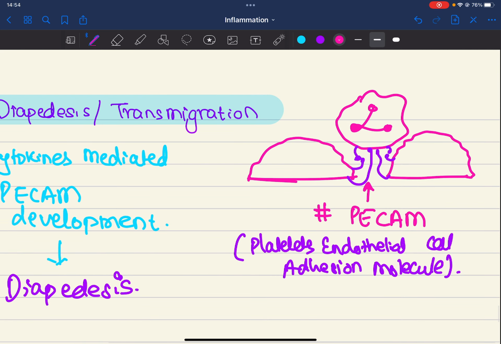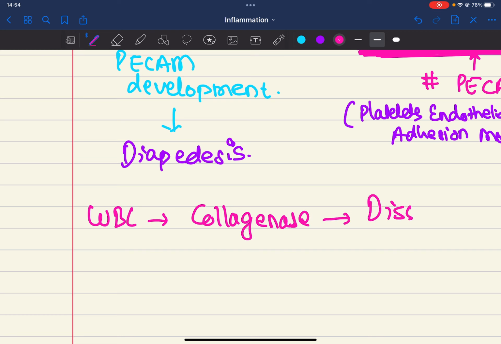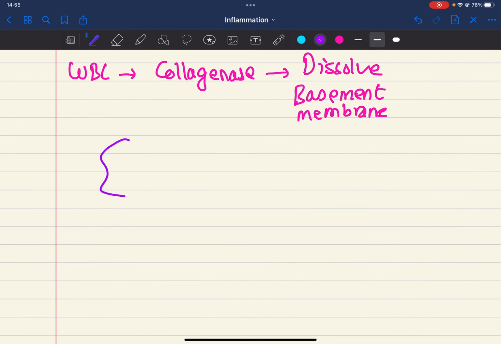Now ultimately the WBC has reached the basement membrane. We have a basement membrane also here. The basement membrane contains collagen, and the WBC secretes collagenases. This will dissolve the basement membrane. Now it reaches the subendothelial area, which means it will reach the tissue. There is nothing below the endothelium in the capillaries. Now the WBC, specifically neutrophils, is finally in the tissue.